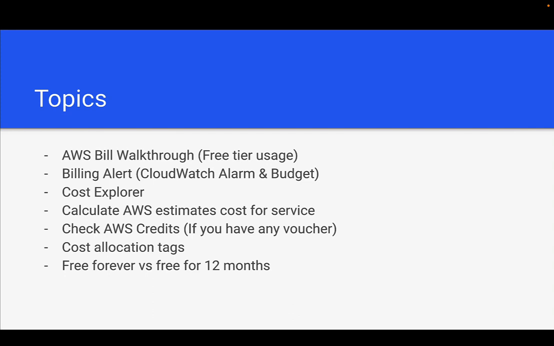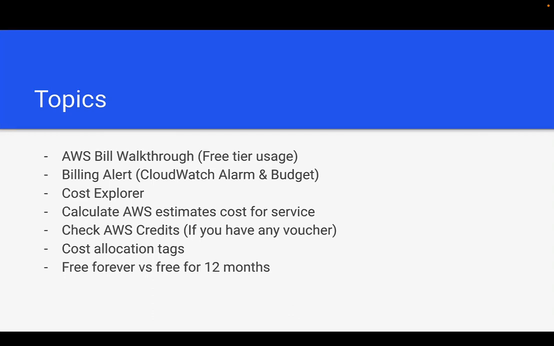Setting up the billing alert is something important. We will also touch on Cost Explorer, which is a bit of an advanced feature, and then we will use the AWS calculator link to estimate the cost for EC2 as an example. And if you want AWS credit, you can get it by utilizing their virtual events or attending any local AWS community meetup.